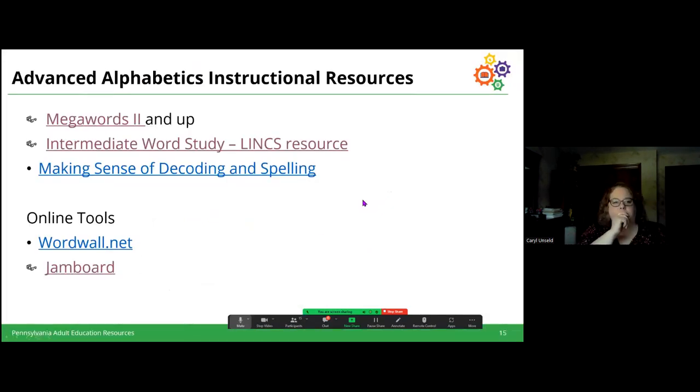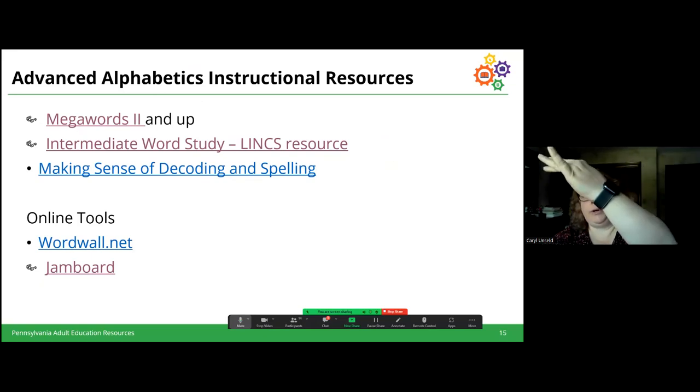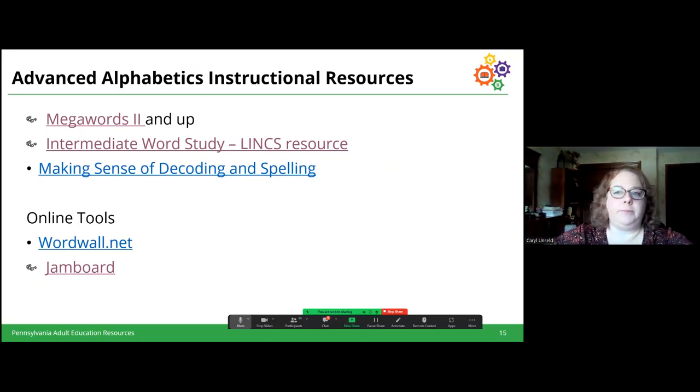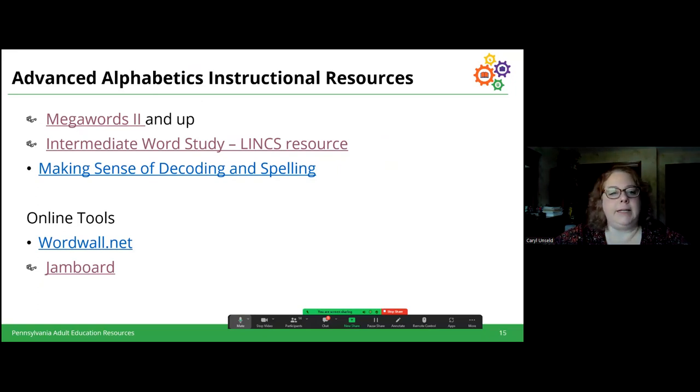Yes. So Sumalatha asked if this is for reading only. Yes. So the intermediate word study and the Mega Words too are simply about advanced alphabetics. Mega Words does move into, if you went to those other, like the three through, I think there's maybe eight editions of it, it gets into really helping to build vocabulary as well, but it is a reading resource only for both of those.